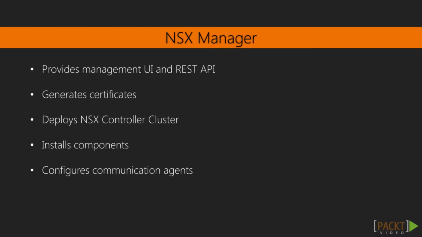It installs the components to the hosts. This is done via VIB install. VIB is a VMware infrastructure bundle, and this is a standardized method of installing kernel modules into an ESXi. Lastly, it configures the communication agents to be able to talk to the NSX manager on one hand and to the ESXis on the other hand.